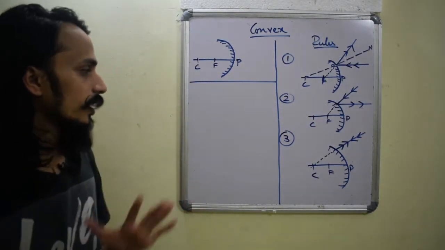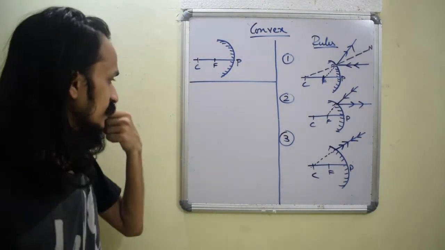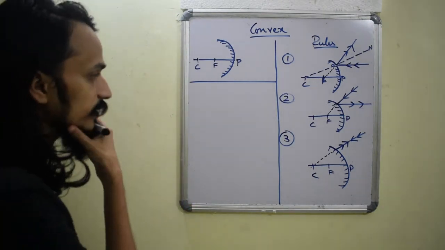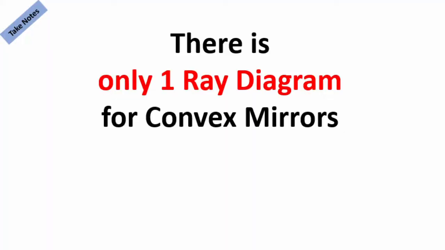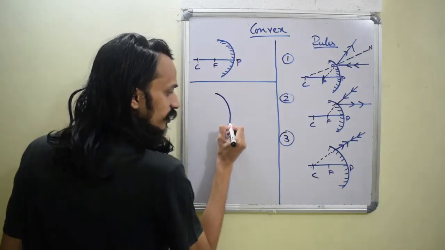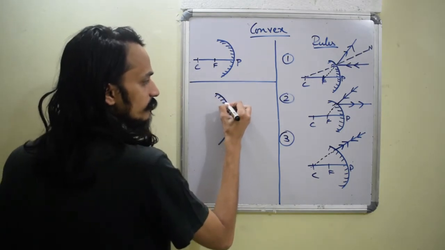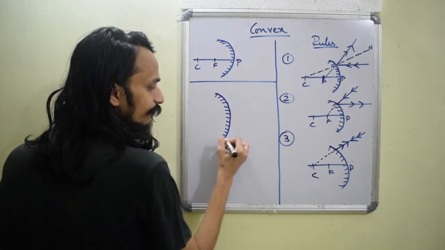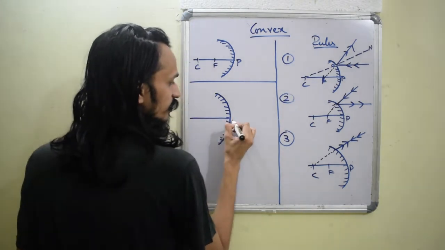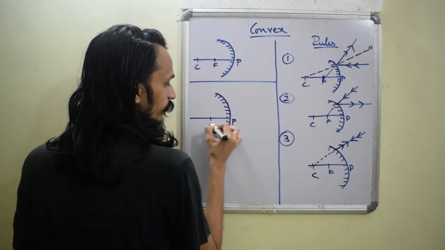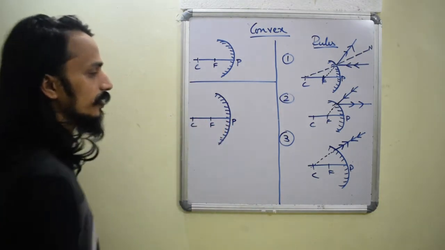Alright, so now for this ray diagram, there's just a single ray diagram that we are going to look at for a convex mirror. First I am going to draw my convex mirror a little large. Same three parts: pole, focus, center of curvature.